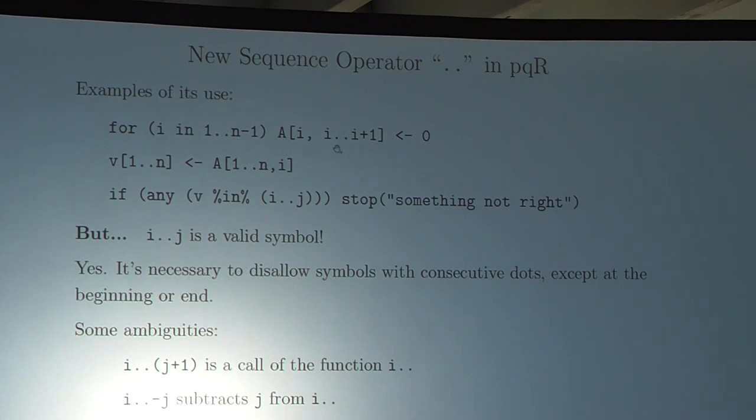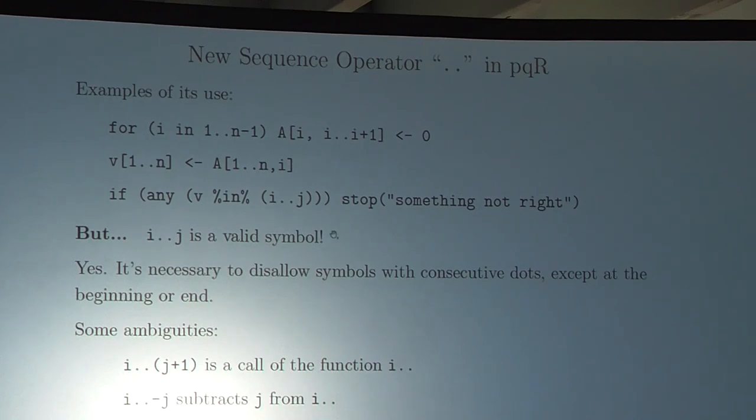And here we use i..i+1 as an array index. Here are some more uses of it, and here's a little more peculiar use: any v in 1..j, and here you can see no choice of precedence is perfect. I had to parenthesize this because otherwise it wouldn't have the right precedence with in.